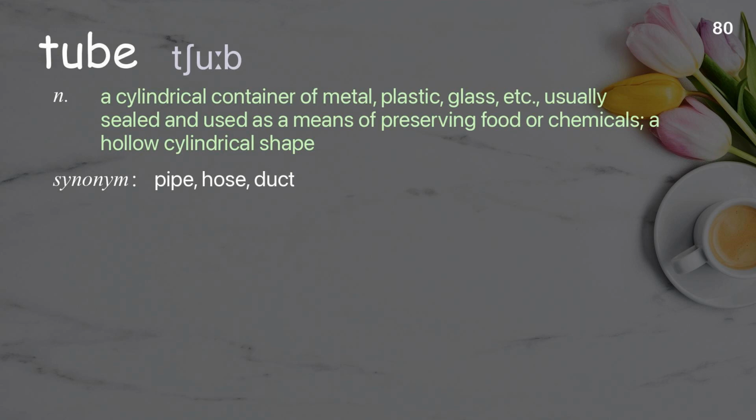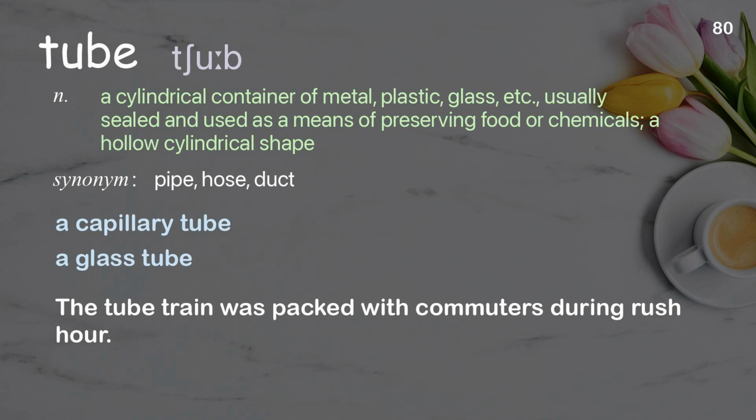Tube. A cylindrical container of metal, plastic, glass, etc., usually sealed and used as a means of preserving food or chemicals, a hollow cylindrical shape. Examples: A capillary tube, a glass tube. The tube train was packed with commuters during rush hour.